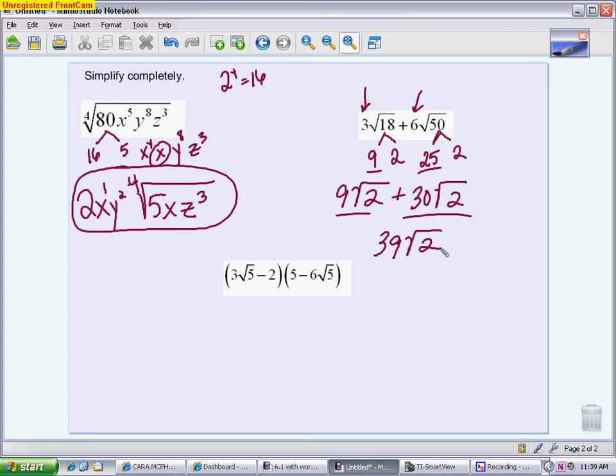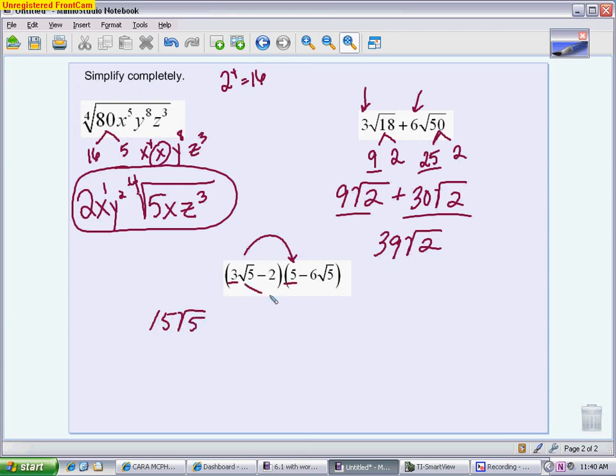And the last one you're going to have to FOIL. So we're going to go through all 4 pieces of FOIL, and then we're going to see if anything can combine or simplify when we're done. So first thing I'm going to do for FOIL is multiply the first. So I can multiply this 3 times this 5. I get 15, and I still have a radical 5.